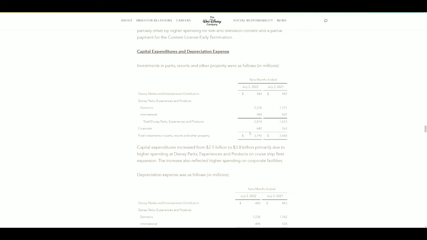I'm not here to get you to lean one way or the other, but understanding where those capital expenditures are going is important. But that is a large increase. So this is partially why it's cutting into their free cash flow as well. They're upping their capital expenditures. Are you okay with that in the short term? It could pay off long term. I do not know. But right here, you can see capital expenditures increase from $2.5 billion to $3.8 billion, primarily due to higher spending at Disney parks. Okay, are you okay with that? That's something that you have to ask yourself.